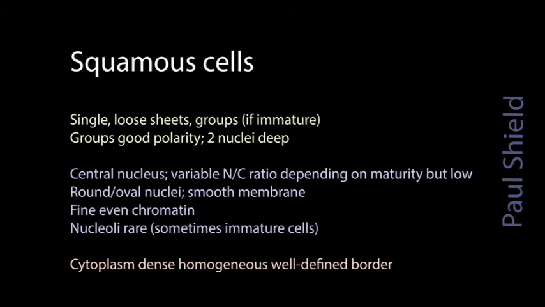The NC ratio, as I said, varies, so the more immature cells have a higher NC ratio, with the nucleus taking up relatively more of the cell. The nuclei are centrally placed, round, oval, with a fairly smooth nuclear membrane. Chromatin is even and fairly fine, so it just looks like someone's shaded in the nucleus with a pencil, if you like. In the immature cells you'll occasionally see nucleoli, but they're not a big feature. And all squamous cells have quite dense, homogeneous cytoplasm with a well-defined cell border, so rarely do they have vacuoles.